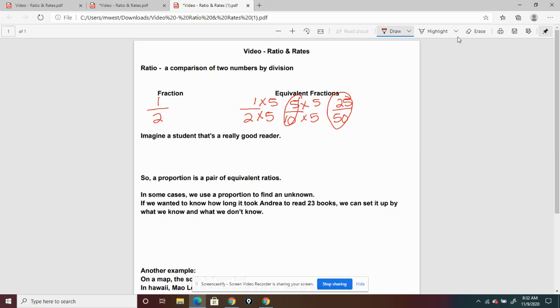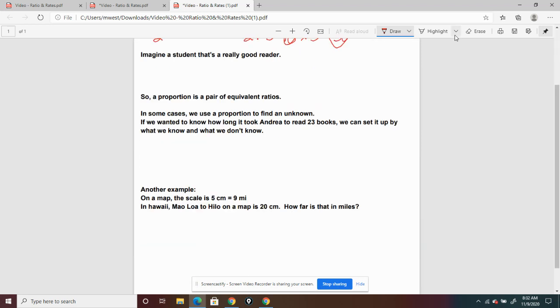Let's imagine that we have a student that's a really good reader who can read one book in 2 days. I've told y'all in previous videos how to set these up, where you would do books over days. Twins is the word that I like to use, just because they have to be set up the same. So we have one book in 2 days.